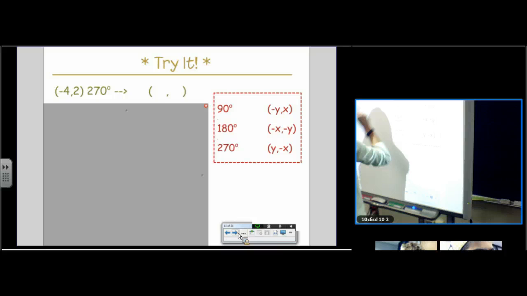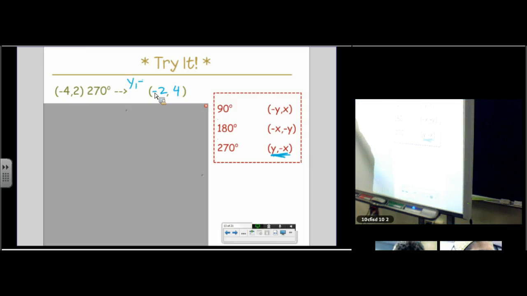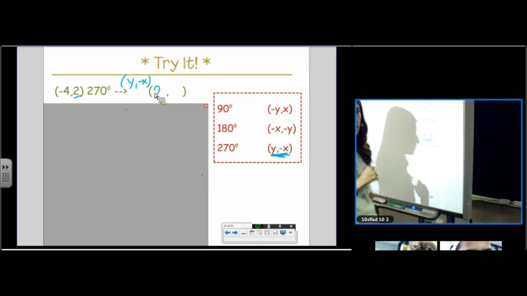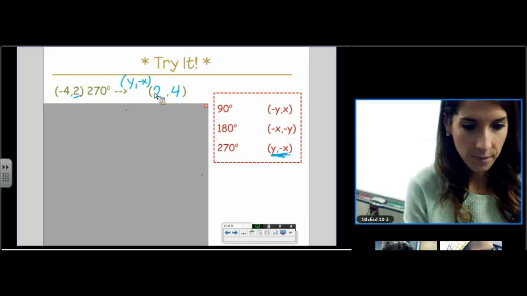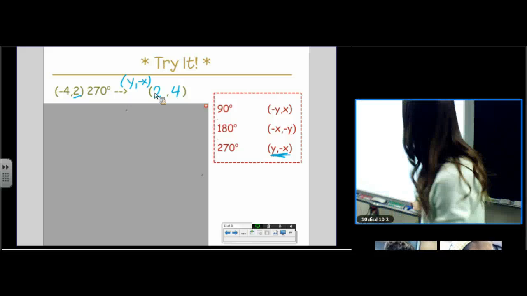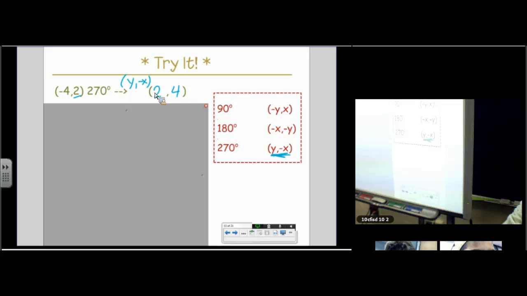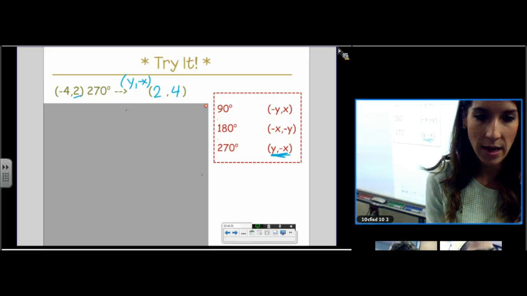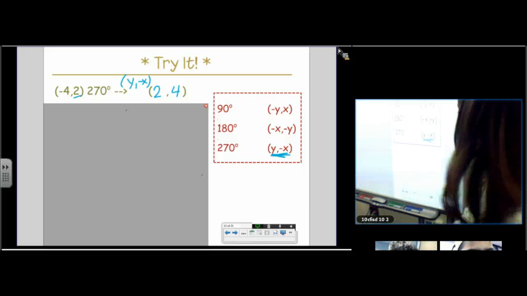So if you're having trouble with this, you just grab the rule for 270. 270 says y, negative x. So you grab y. Uh-oh. No, that's not right. Y, negative x. So you grab y and you put it here. And then you grab x and you make it negative and you put it there. Is that okay? Oh, my mouse is on the 2. So the answer is 2, 4, because the rule says y, comma, negative x. Next one.